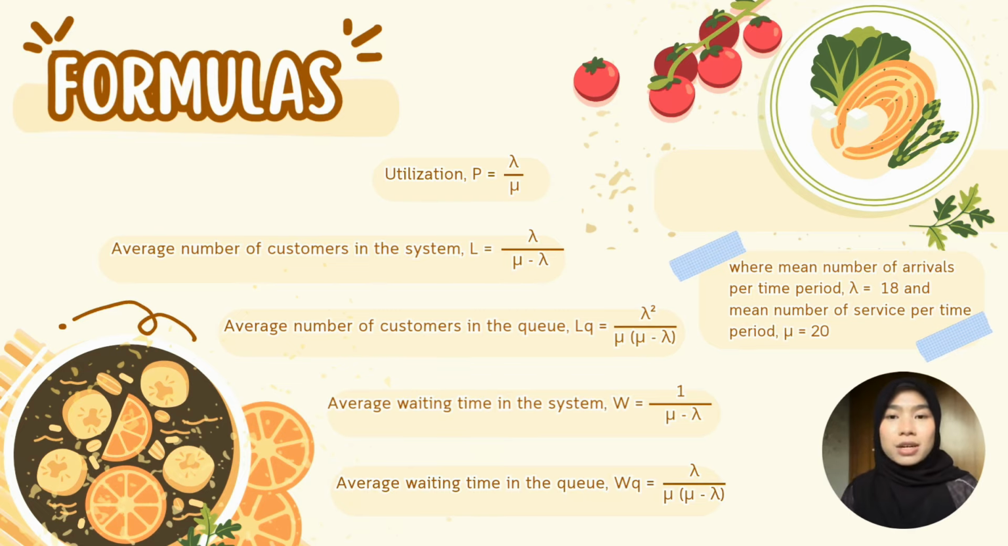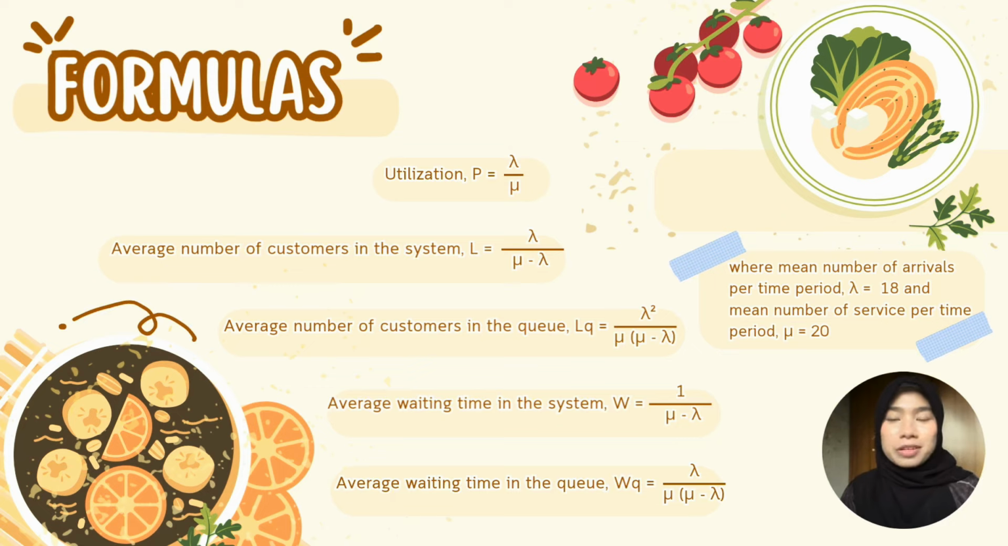Next, the average number of customers in the system, given by L. This formula tells us the average total number of customers, including those waiting and those being served. Then, we have the average number of customers in the queue, LQ. This represents the average number of customers waiting in line, not including the one being served.